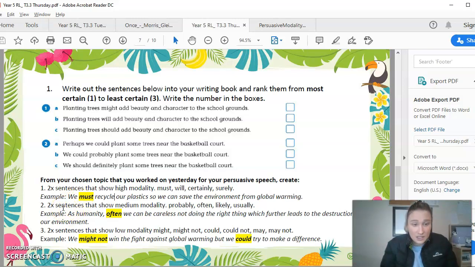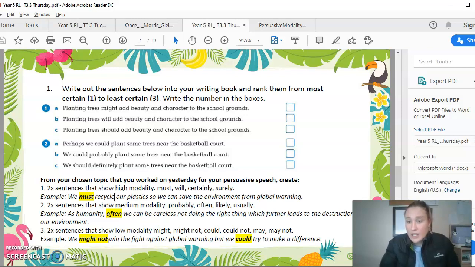And then medium modality. So as humanity, often we can be careless, okay? It doesn't happen all the time, but it happens sometimes, okay? We're using the word often. And then we've got sentences that show low modality. We might not win the fight against global warming, but we could try to make a difference. Can you see we're not saying, yes, we need to do it, we're certain, okay? We're using some different words to try and help the reader think about what we're talking about.